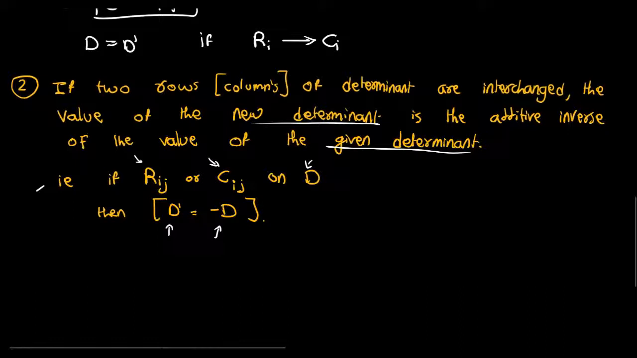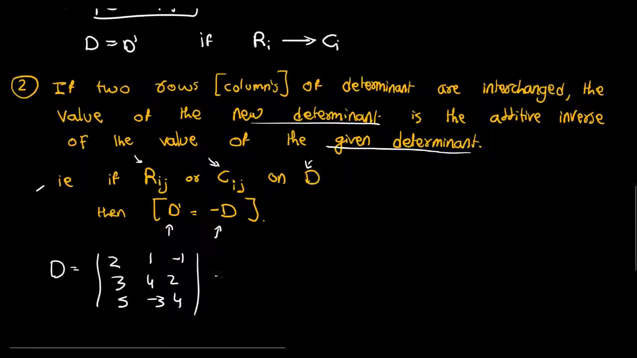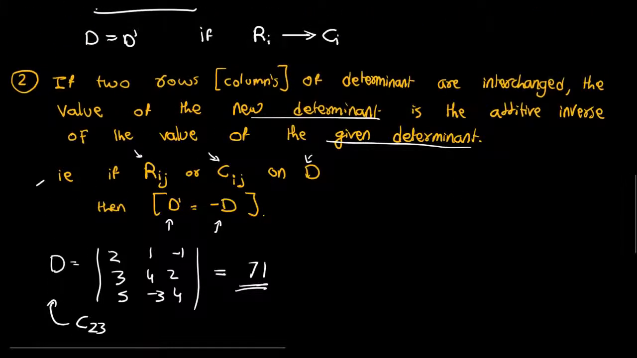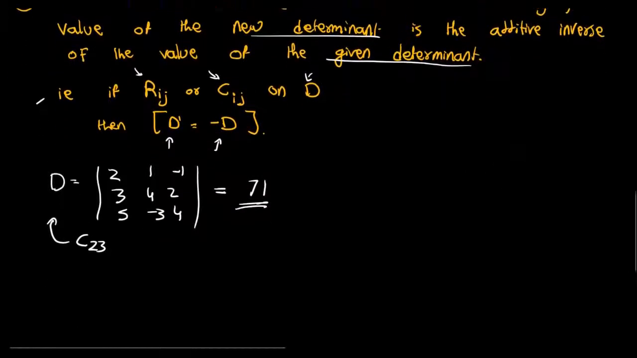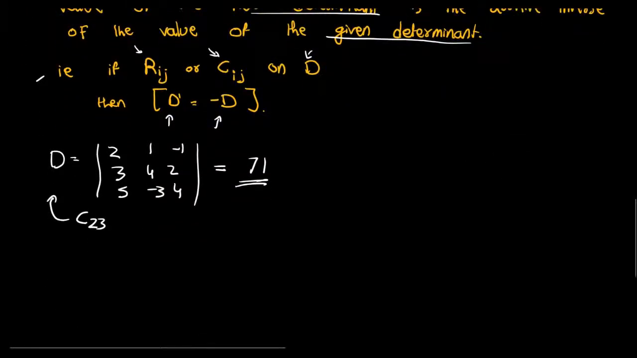Now let's prove this with the same example that we did earlier, where we consider the determinant 2 1 minus 1, 3 4 2, 5 minus 3 4. The value for this original determinant was equal to what? 71, right? Now let us perform an operation. Let's perform the operation C2 and C3 interchange on this original determinant. So when we perform this operation on our original determinant, the new determinant that we get can be given by this value.